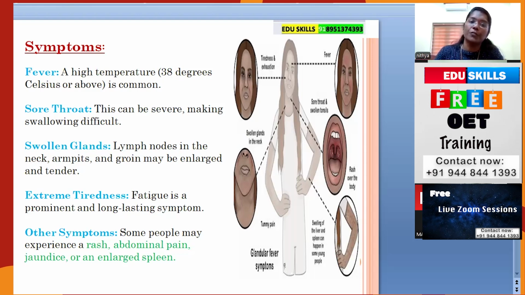Then under the symptoms, under the fever, we can see a high temperature, that is 38 degrees Celsius or above. Then sore throat, this can be severe or make swallowing difficult. Swollen glands: lymph nodes in the neck, armpit, and groin may be enlarged and tender. Extreme tiredness: fatigue is a prominent and long-lasting symptom. Other symptoms, that is rash, abdominal pain, jaundice, and enlarged spleen. And these are the symptoms.